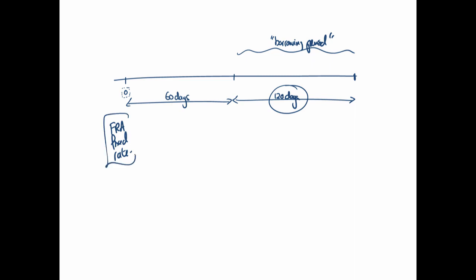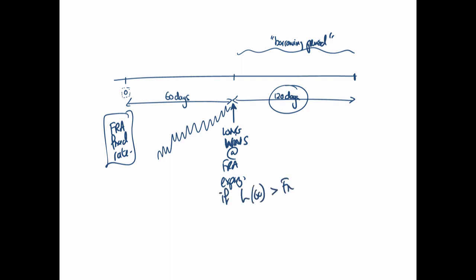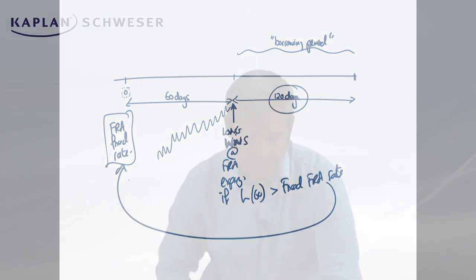If we go long the FRA and rates go up over the next 60 days, then we win here when the FRA expires. All right? If you're long. You would obviously lose if you're long and rates go down. So the long wins at the FRA expiry here if LIBOR at day 60 turns out to be bigger than the fixed FRA rate that we locked in essentially at the start, sometimes referred to as the FRA price. So that's the general idea.